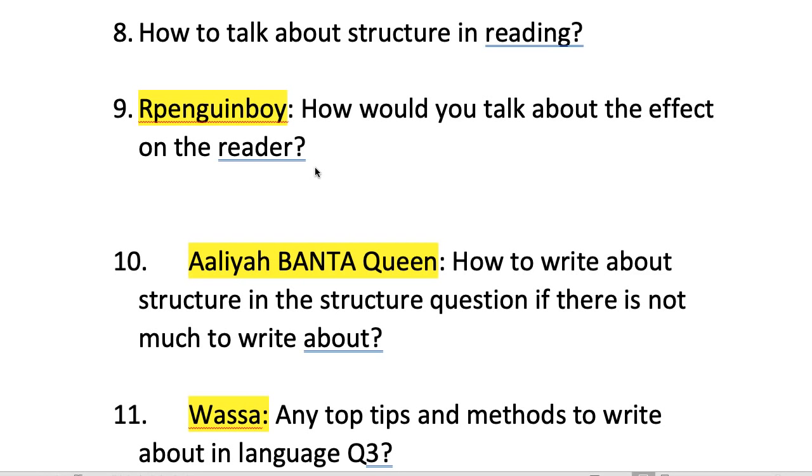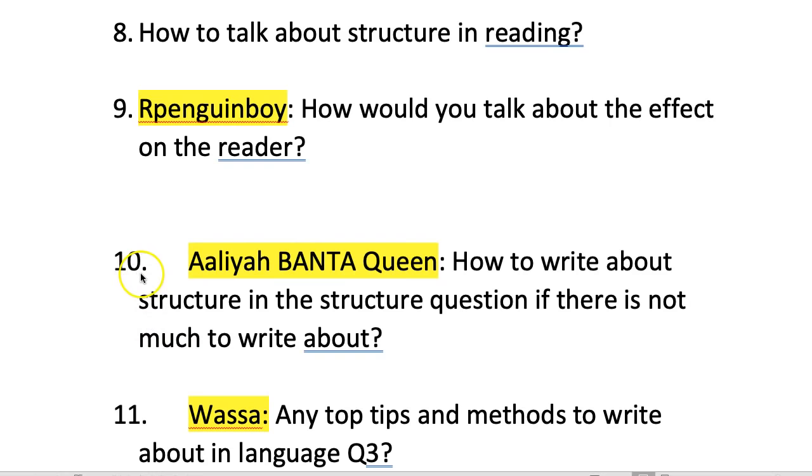So that gets you no marks. So you have to think beyond that. What is the author trying to make the reader think? If you explain what the author is trying to make us think, you will get the marks 100% of the time.